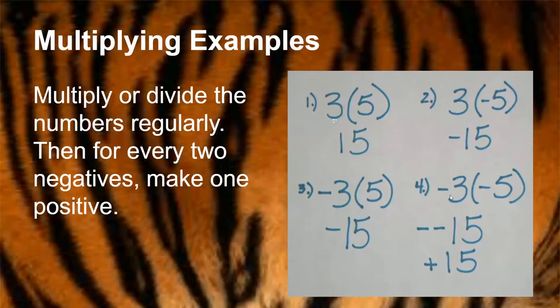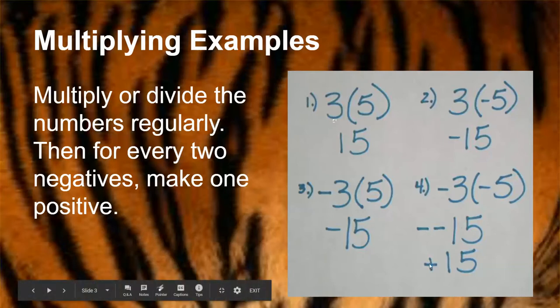Number 4, negative 3 times negative 5. 3 times 5 is 15. Two negatives, though, come together, do a dance, make a plus. Okay? So that's why it's positive 15. This positive does not need to be written. It's just written to show you that those two negatives came together.